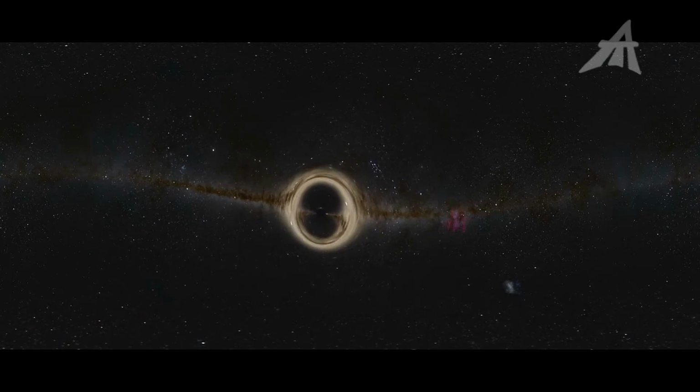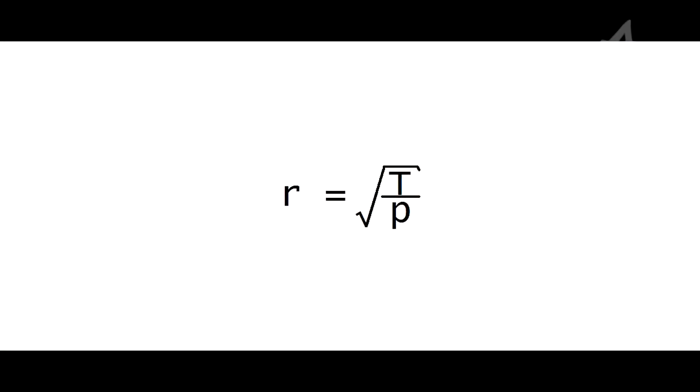And as a result, we get a simple and clear formula for calculating the radius of the Earth's atmosphere layer based on the values of the temperature and pressure of the atmosphere at the corresponding altitude.